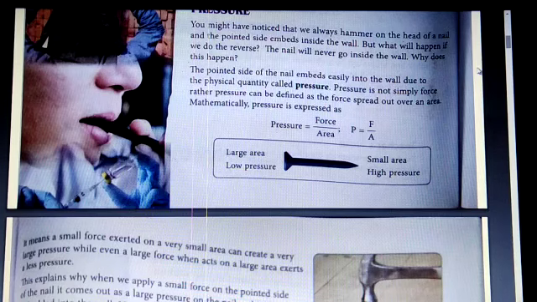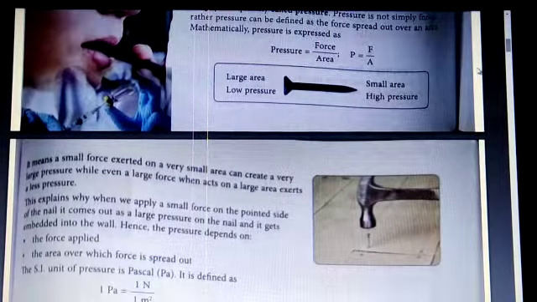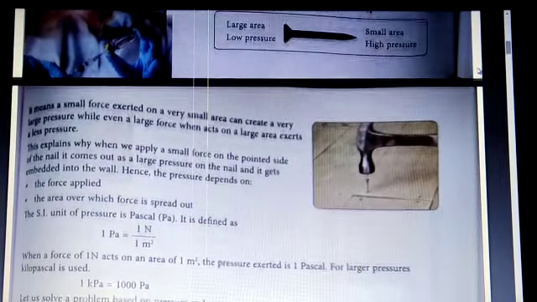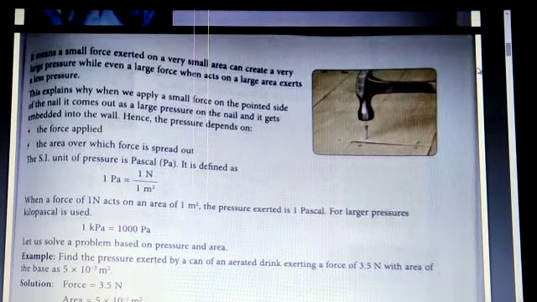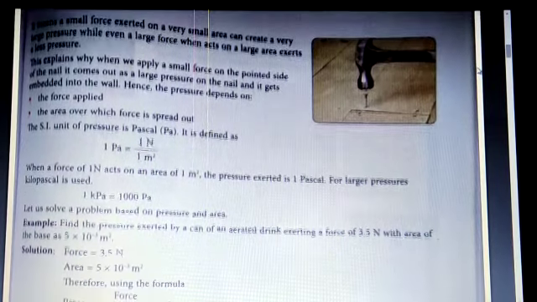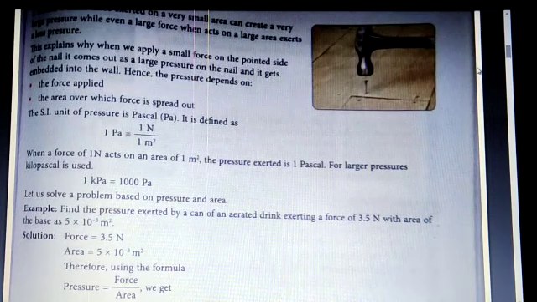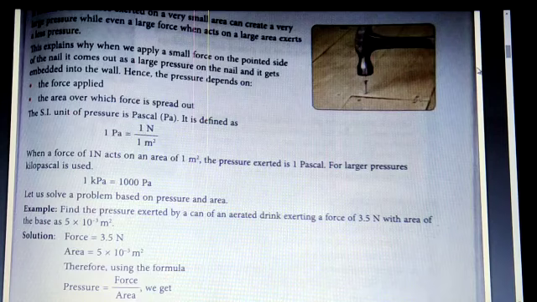When the area is large, low pressure is there. When the area is small, high pressure is there. So remember this trick. You can see in your book, an example is given of this hammer. So pressure depends on two factors. First is the force applied. Second is the area over which the force is spread out.